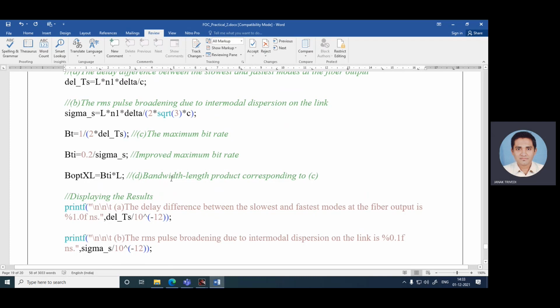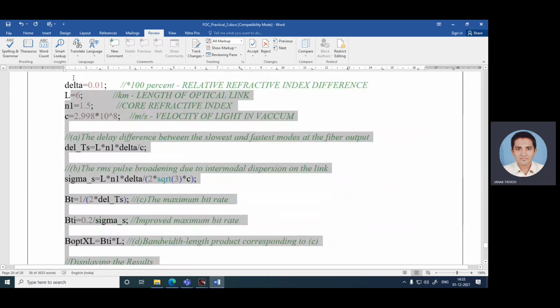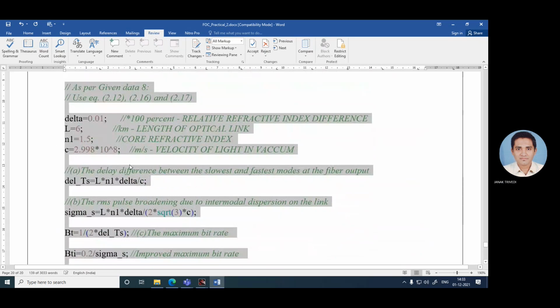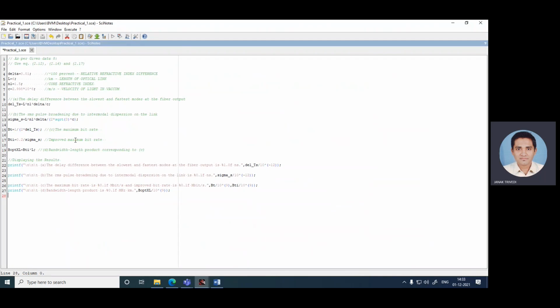Printf, the delay difference between the slowest and fastest mode at the fiber output. Printf, the RMS pulse broadening due to intermodal dispersion on the link. Printf, the maximum bit rate and improved bit rate. Printf, bandwidth length product. So let's run this program in Scilab. The code is the same as we discussed. Save and execute this code.